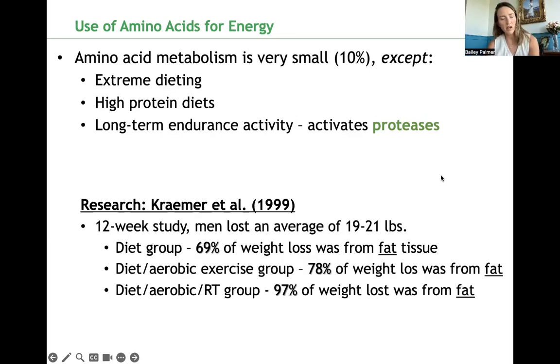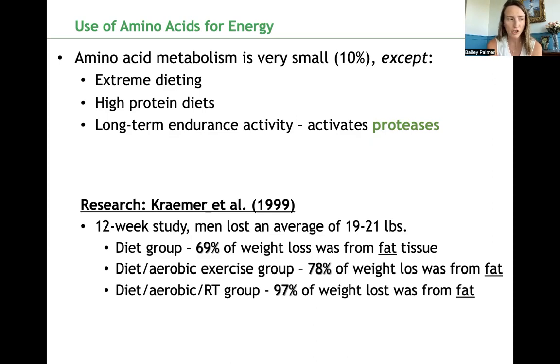Okay, last part of this lecture is looking at a research study. So in this study, 12 weeks, the men were average age 20, and they lost on average 20 pounds. But we have 3 different groups. We have a dieting group and a diet aerobic exercise group, and then a diet aerobic and resistance training group. They all lost weight. They all lost about 20 pounds. But those percentages that you see for each group determines exactly how much weight came from fat tissue.